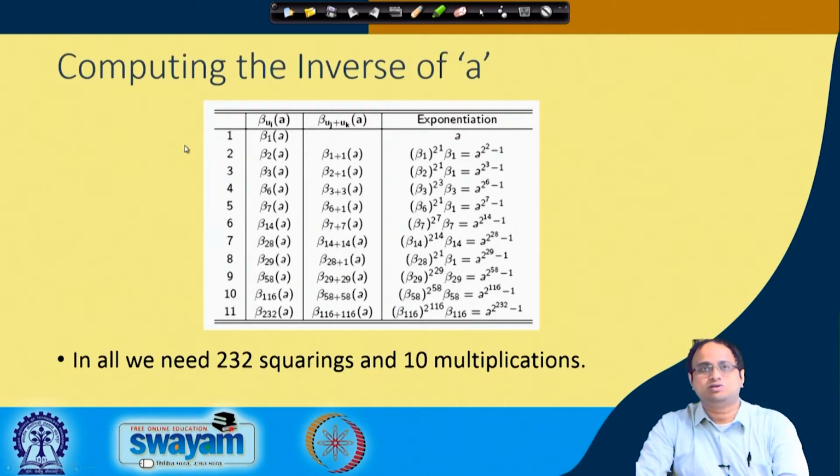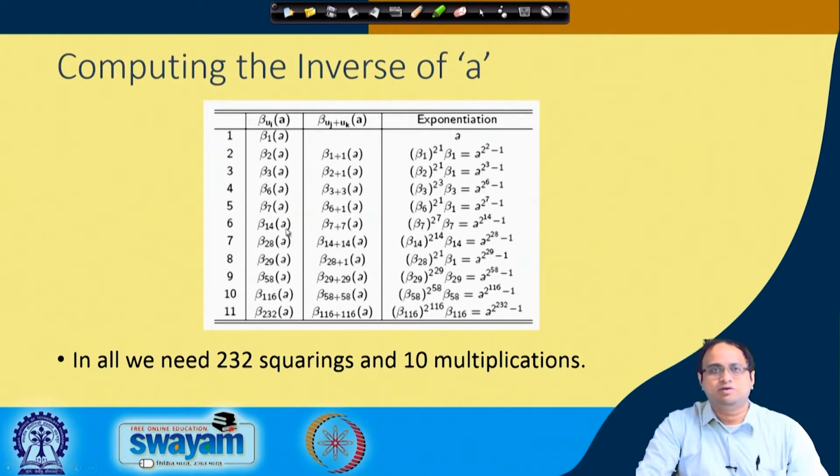So, now what you can do is that you can calculate beta 2 in terms of beta 1, because you can express 2 as 1 plus 1. Okay. Likewise, if you want to calculate this, you can apply the recursive formulation. So, beta 1 plus 1 is nothing but beta 1 to the power of 2 to the power of 1 into beta 1, and therefore, you can calculate this corresponding value.